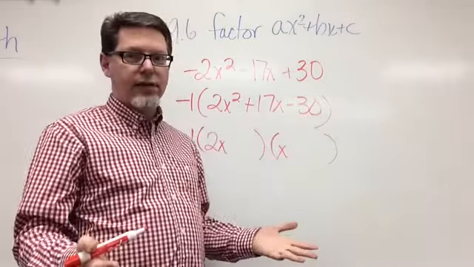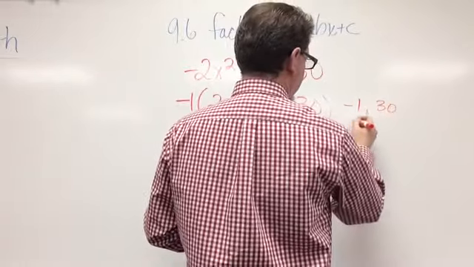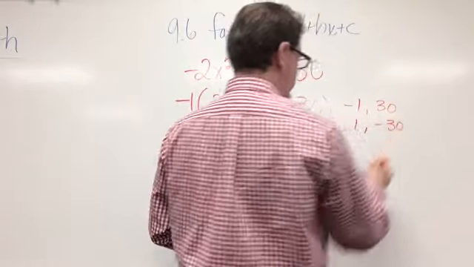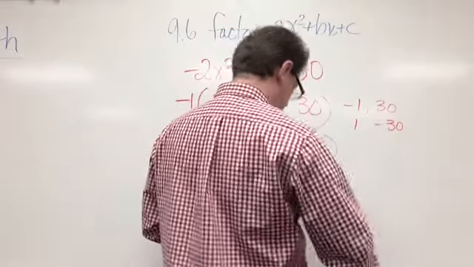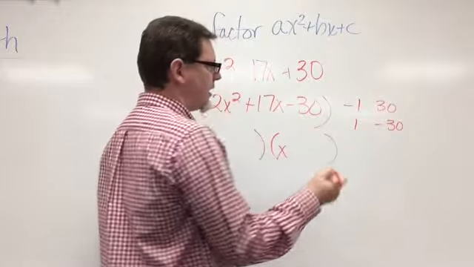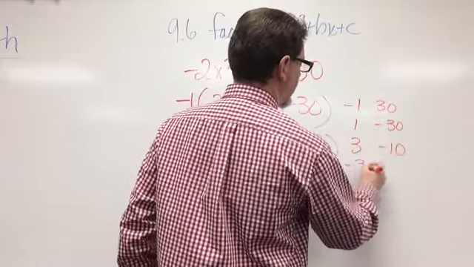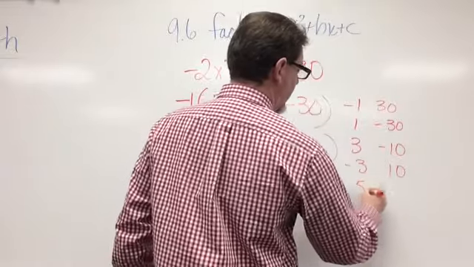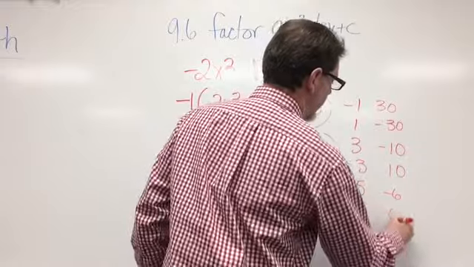Now there are a lot of factors of negative 30. I have negative 1 and 30, 1 and negative 30. I shouldn't put a comma because I'm going to put something else there. And then I have 3 and negative 10, or negative 3 and 10. And I have 5 and 6, 5 and negative 6, or negative 5 and 6.